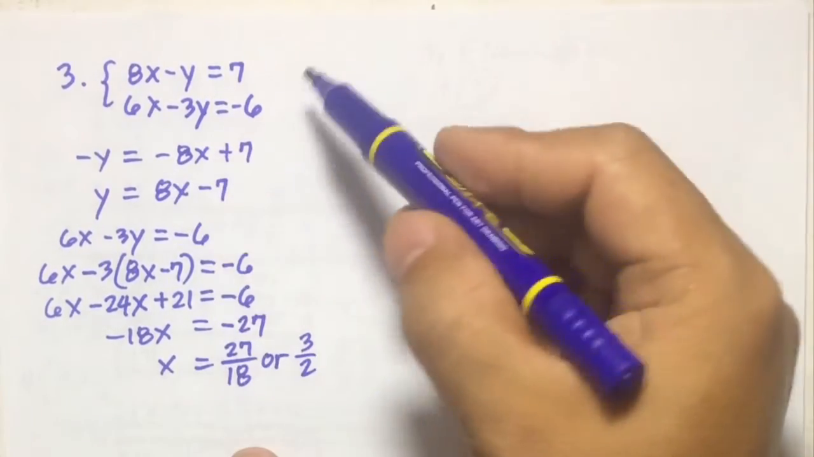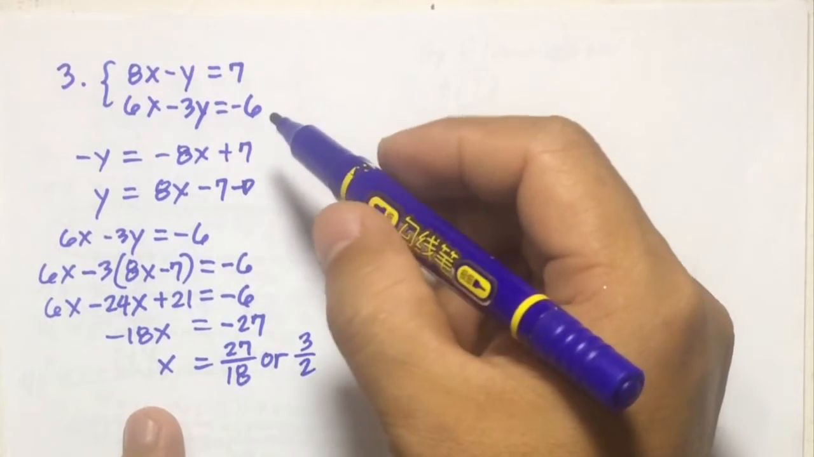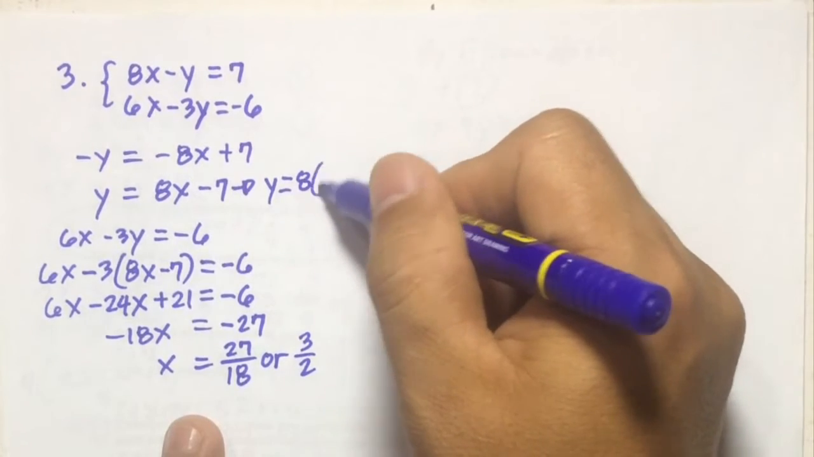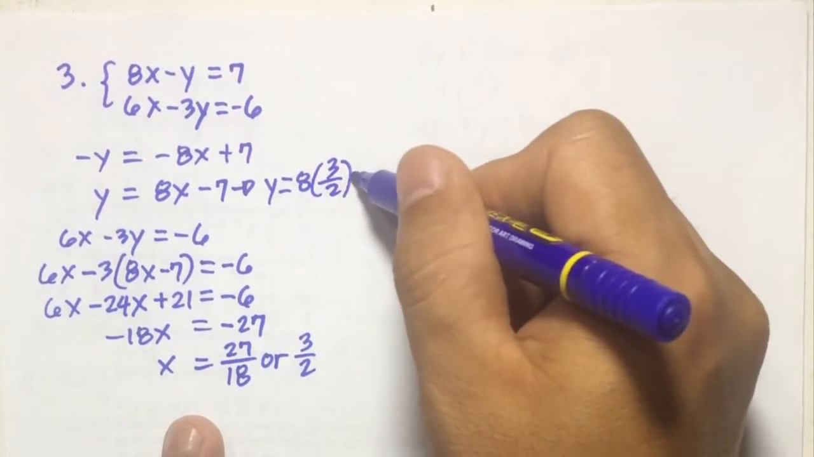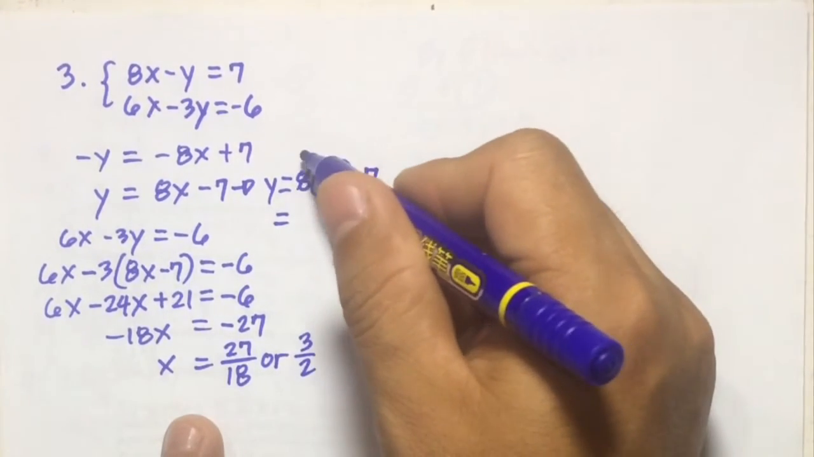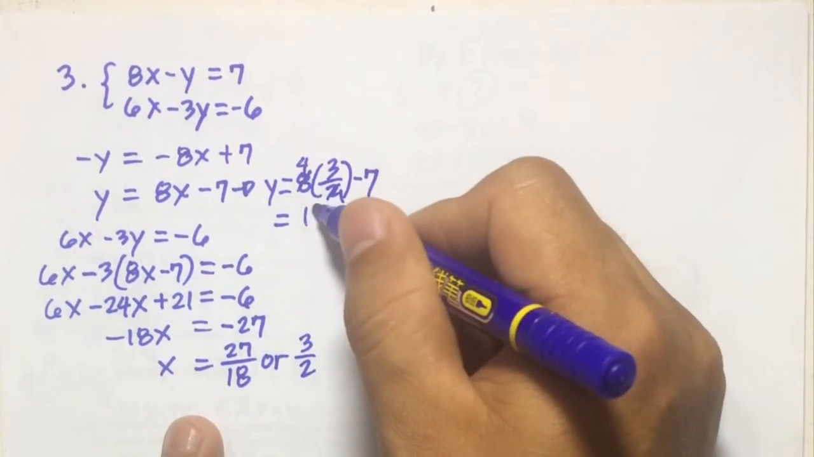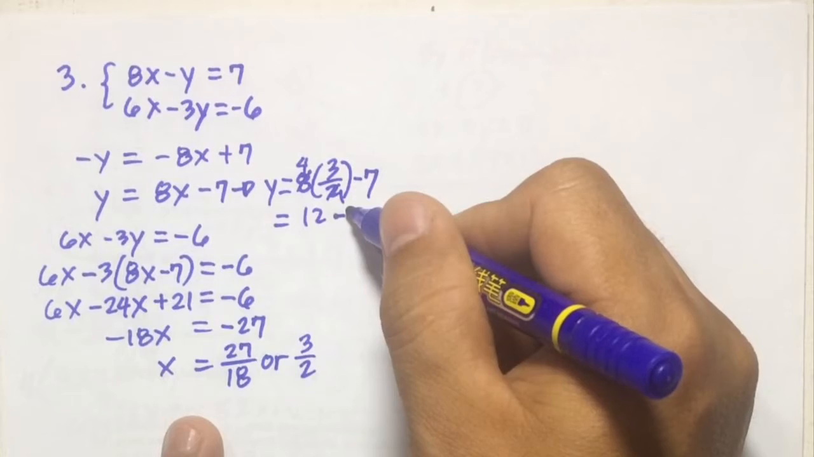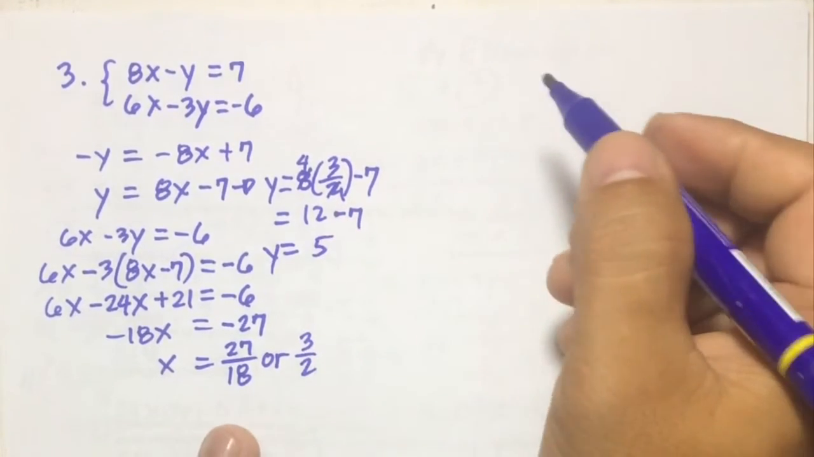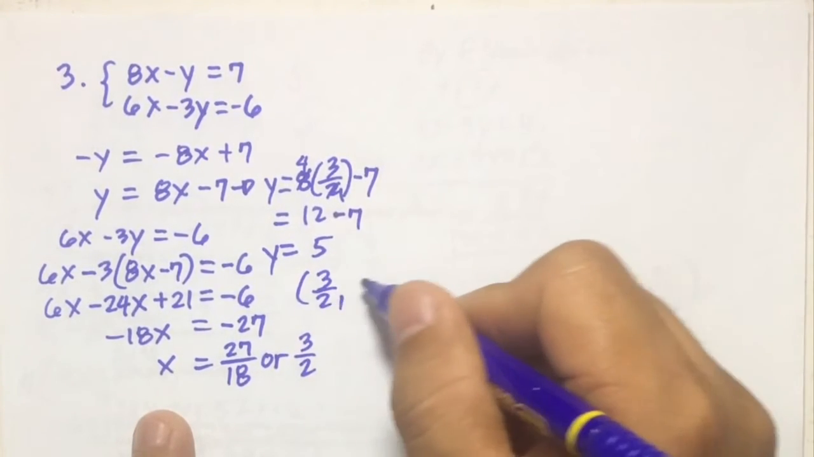So we have here y equals 8x minus 7. So substituting x with this value here, we're going to have y equals 8 times 3 over 2 minus 7. Then this is equal to, cancel. This is 4 here. This is 1. So 4 times 3 is 12. Then minus 7. So 12 minus 7 is 5. So our solution here will be the point 3 over 2, 5.